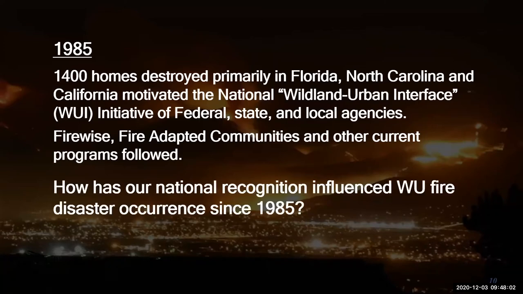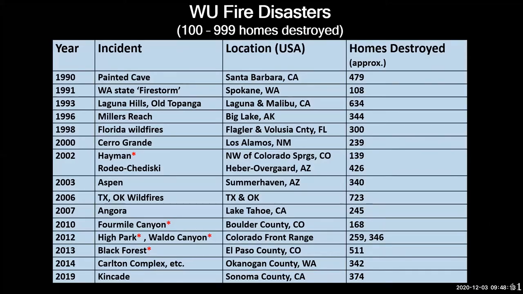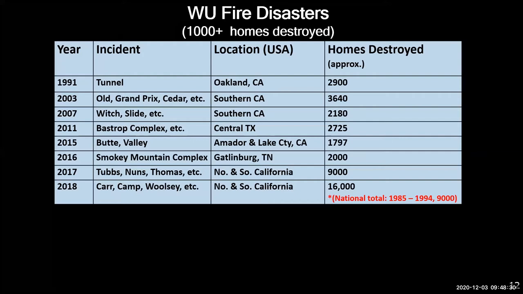How has this national recognition influenced our current wildland urban fire disaster occurrence since 1985? Here's a list. Starting in 1990, we have largely shown no let up. And in fact, in Colorado, 5 records in terms of homes totally destroyed. And particularly in the last 5 years, numerous homes were destroyed during events. And in fact, in 2018, we overdid the number of destroyed structures from the national total of the 10 years between 1985 and 1994.